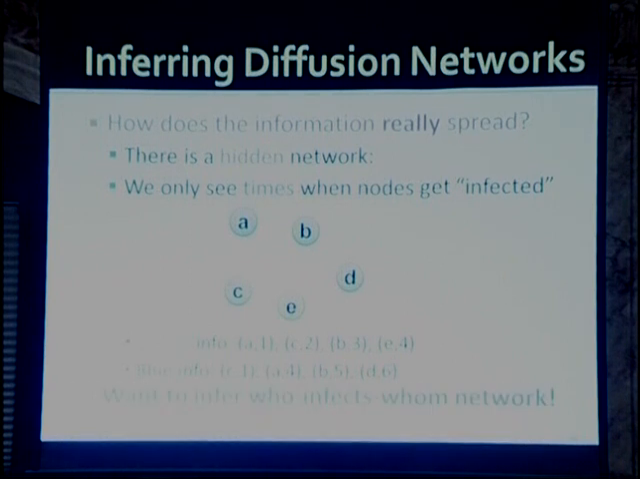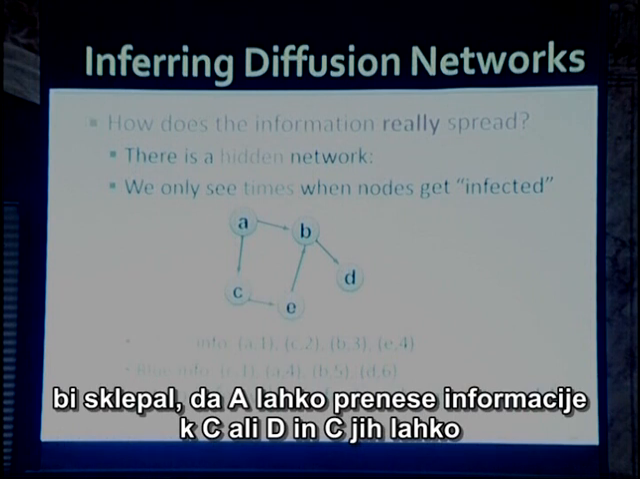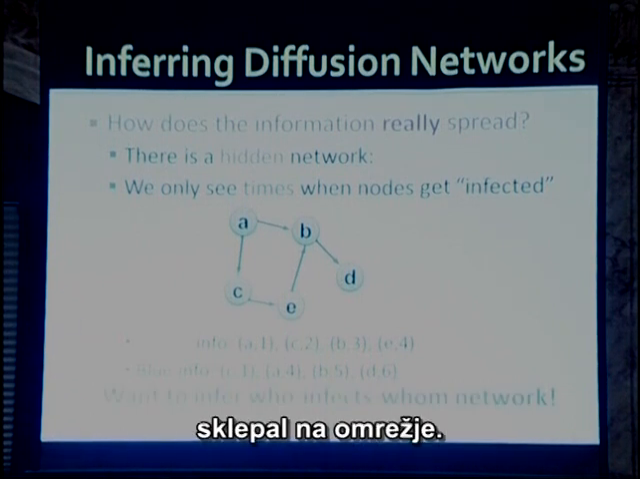And really what I would like to do is infer the underlying network. So in this case, I would like to infer these kinds of edges and say that yes, A can spread information to either C or B, and C tends to spread it to E, and E spreads it to B, and so on. Okay? So the idea is that from this kind of infection data, I would like to infer the network.